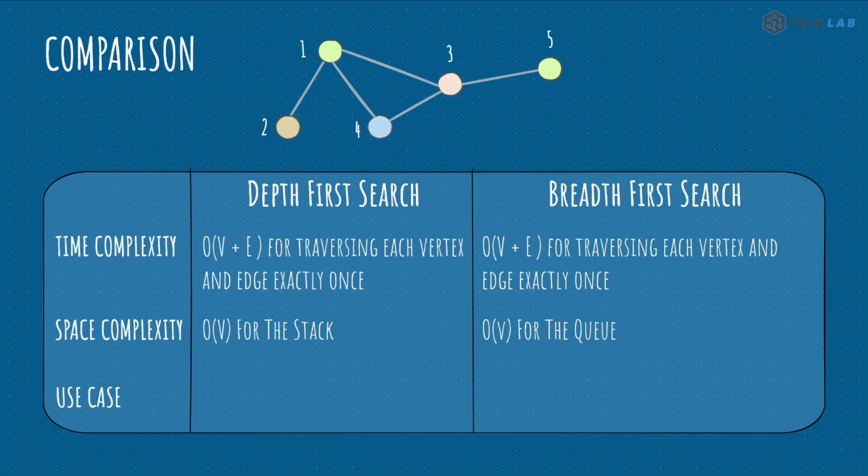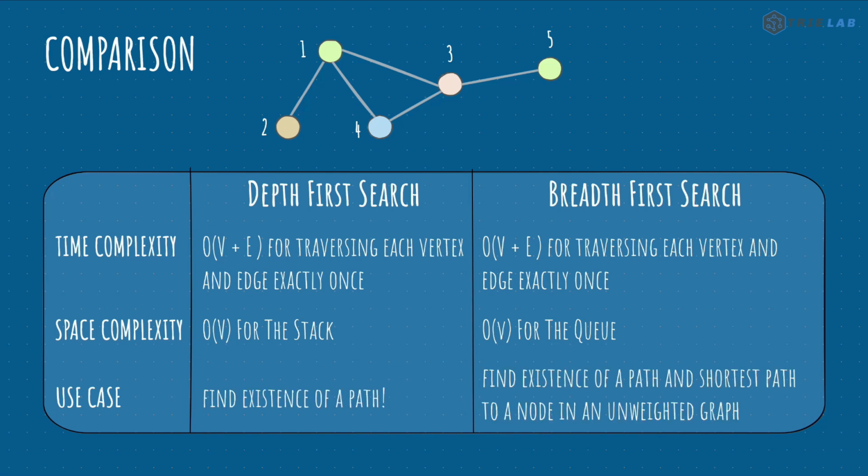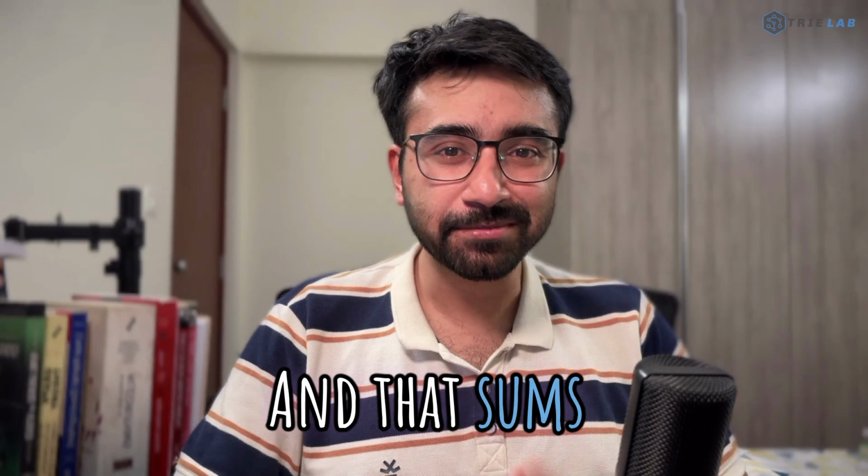Now this is where things get interesting. The use cases. Depth-first search is ideal if you want to explore a graph or you want to simply check if a path exists in a graph. Breadth-first search, on the other hand, is useful for both of these cases and for also finding the shortest path to a node in an unweighted graph, thanks to its level by level traversal. And that sums up this video.